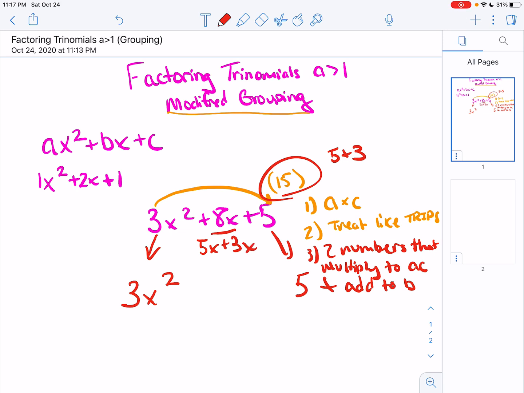All we did is split that middle term into 2 separate things so we can group them together. We need something to group with the 3x squared. Are we going to pick 5x or 3x? We have to pick 3x, because that's the thing we can pull out the most from. For here, we're going to put 5x. So that is what our new situation looks like. Now we've successfully broken this up into 4 terms.